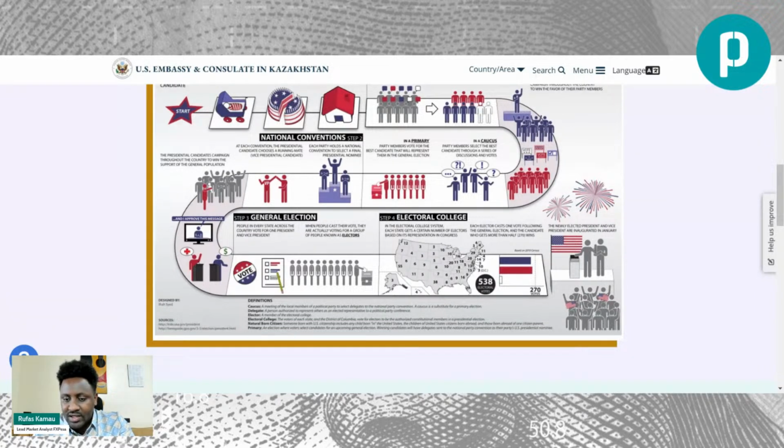In this case, the process will take some time. It will be in the month of December when the electors in the electoral college will be voting for who becomes the US president. Once they vote, there will be counting of those votes, and eventually we'll get an inauguration of the new president on the 20th of January next year. So it's not a make or break process. It will take some time.